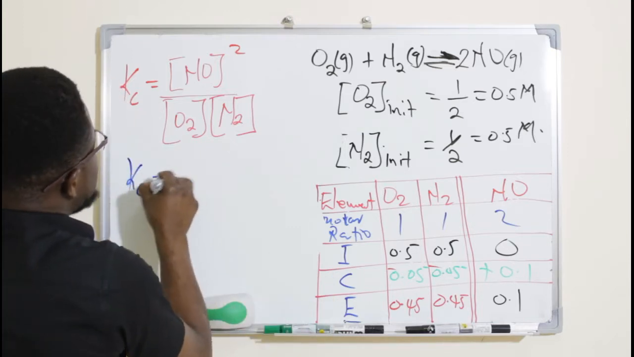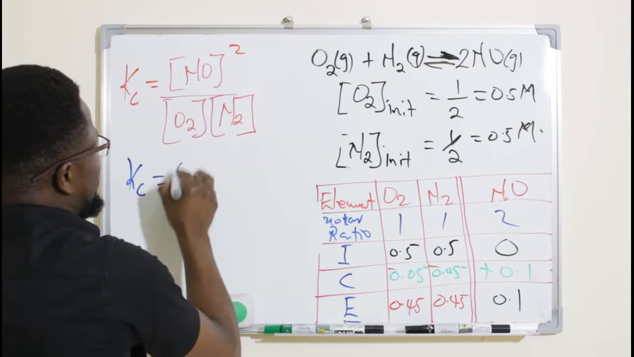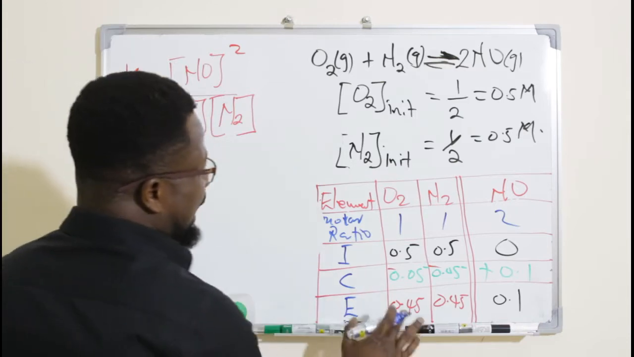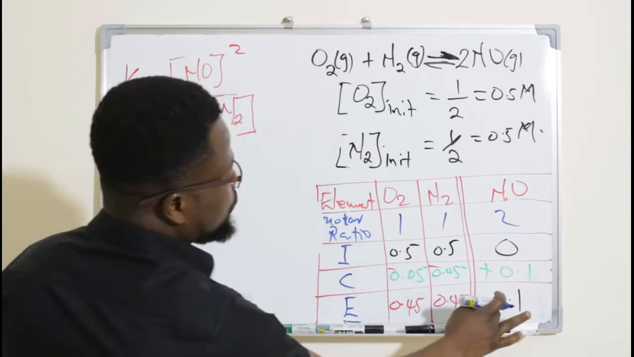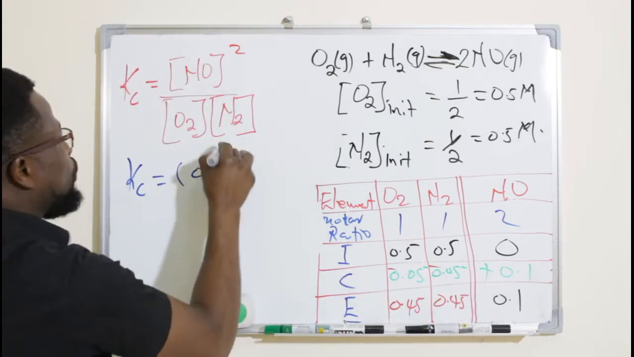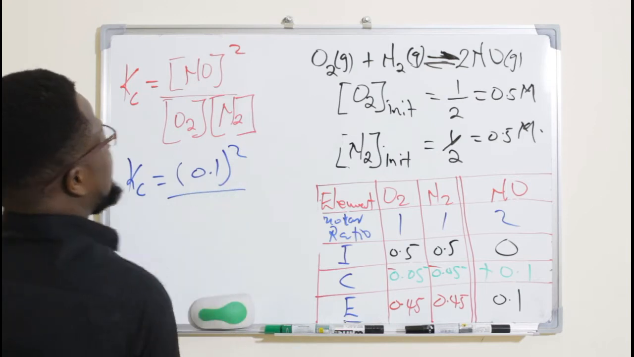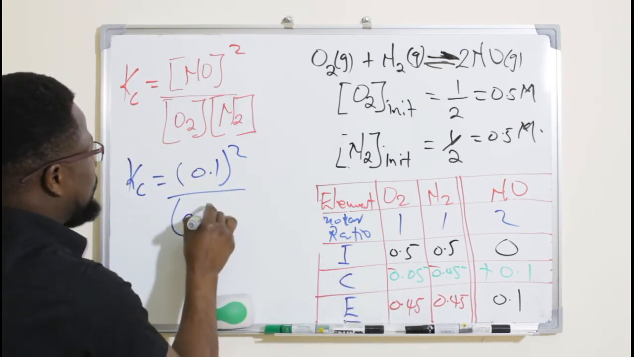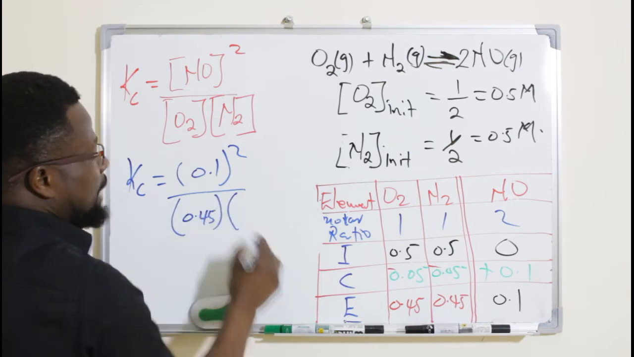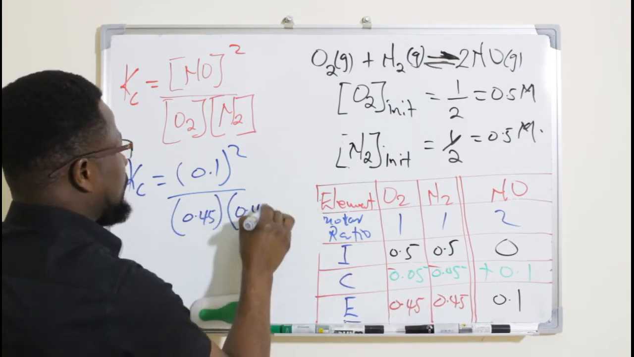Now that I have gotten this, I can substitute the values and solve for my Kc value. So the Kc is now going to be, I open the bracket, and what I have for NO is 0.1. So that is 0.1 squared. And this is 0.45, and this is also 0.45.